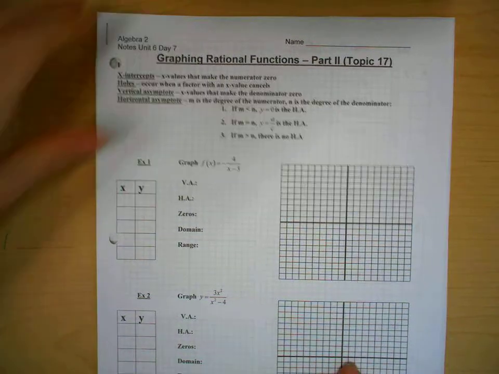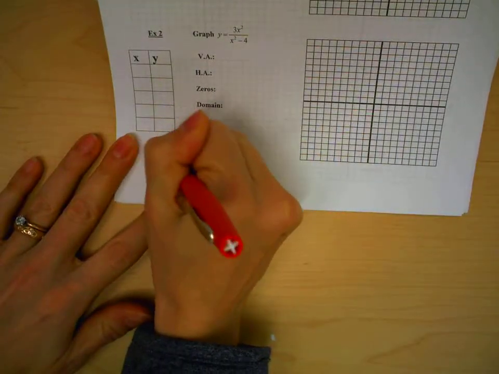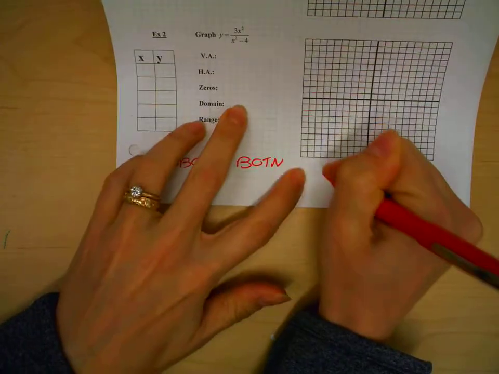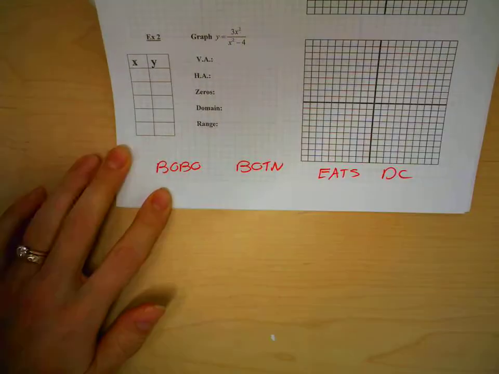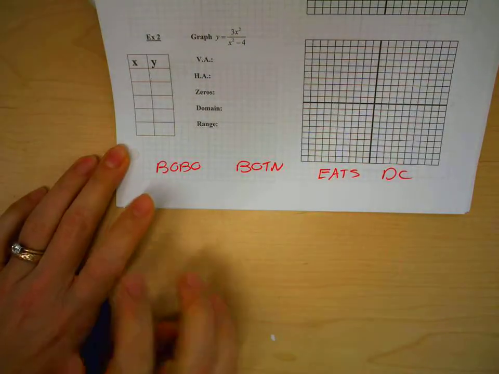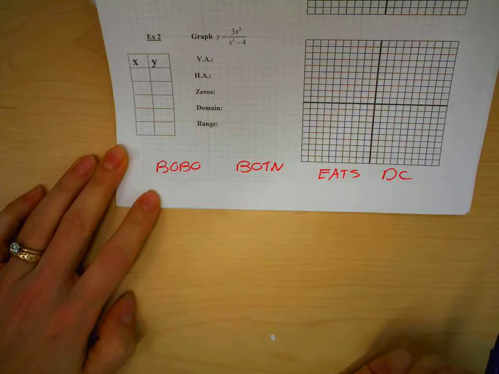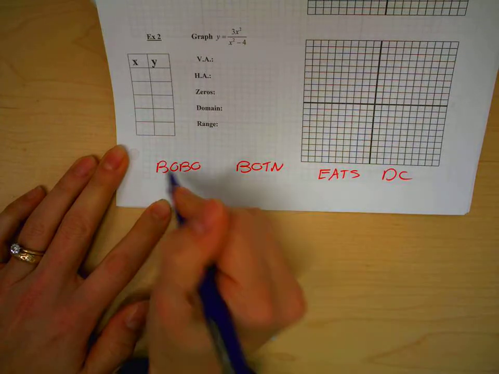So my little memory tool for remembering some stuff, I'm going to write in the bottom: Bobo, Botan, eats DC. So here, this is for remembering horizontal asymptotes, because vertical asymptotes are always what makes the denominator 0. So this is to help you remember what the horizontal asymptote is.